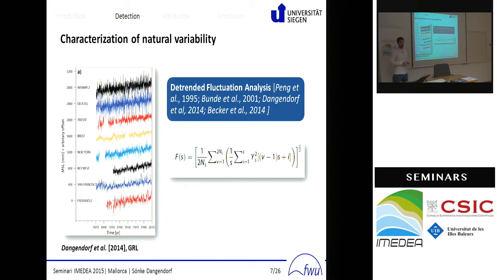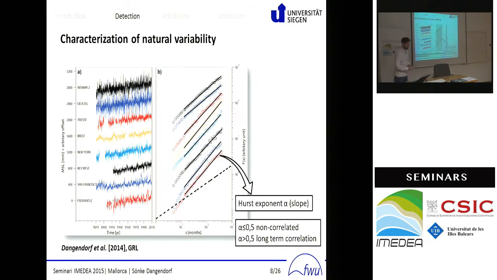I don't want to talk too much about the details. What it does, it measures the fluctuations from one window to the next window, which is shifted over the time series. And over this, you get a so-called fluctuation function, which is shown here on the right side. And if this fluctuation function increases in the logarithmic presentation with a slope larger than 0.5, then we can assume long-term correlations. So it's a very robust method which comes from statistical physics, and it has been proven for many, many climatic time series.